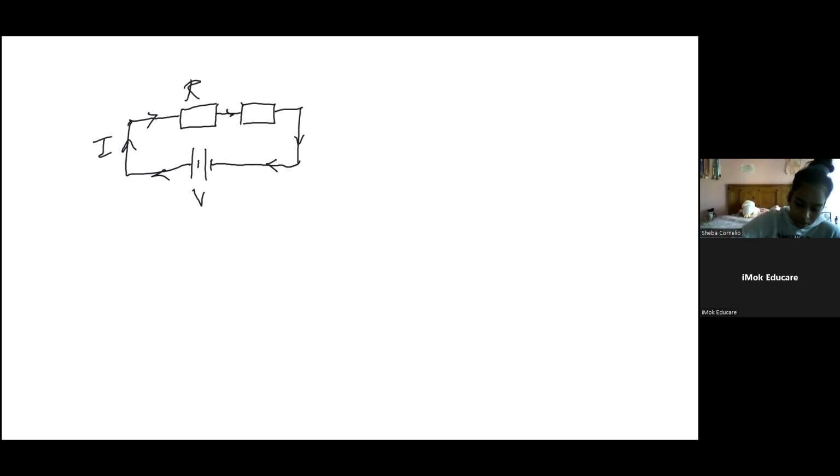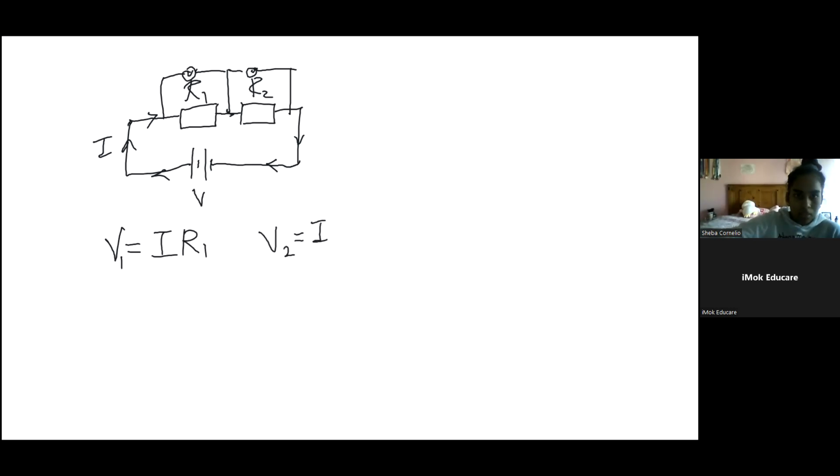Okay. Let this be R1 and this be R2. What is the potential difference, or what is the potential across this R1 resistor and R2 resistor? Can you tell me? Would it just be V over I? So the potential across, oh, sorry. The potential across the first resistance is going to be I into R1. And the potential across the second resistor is going to be I into R2.